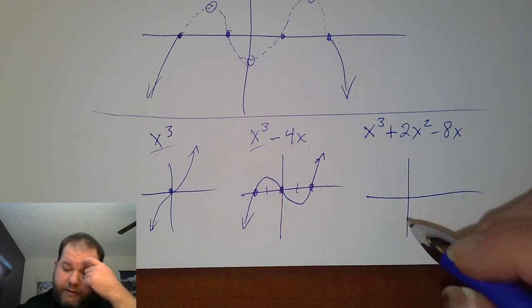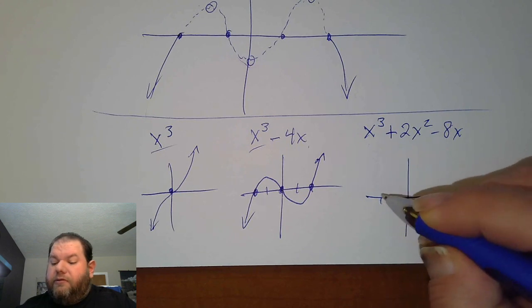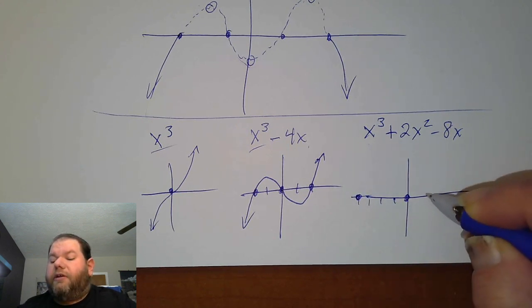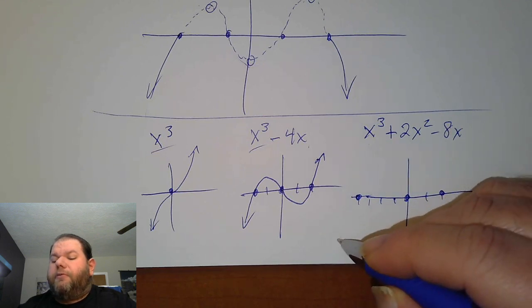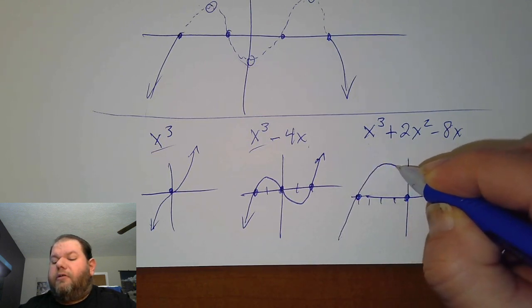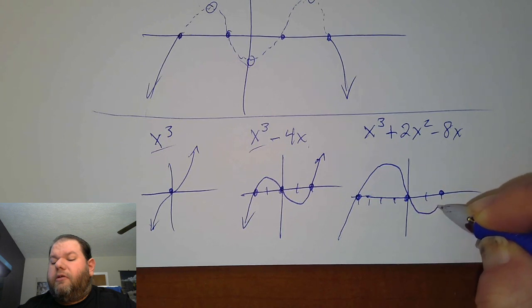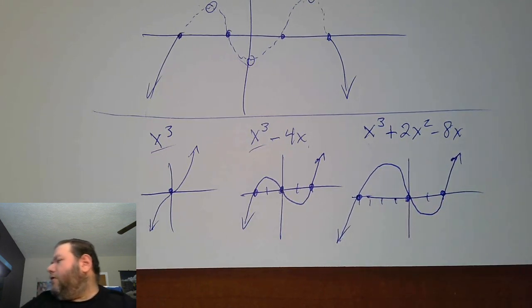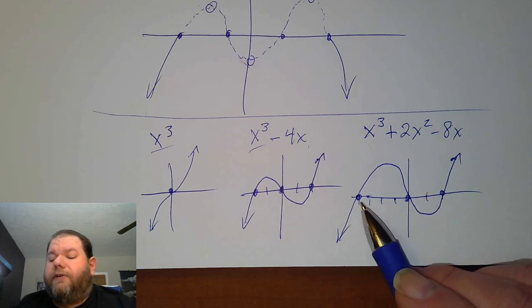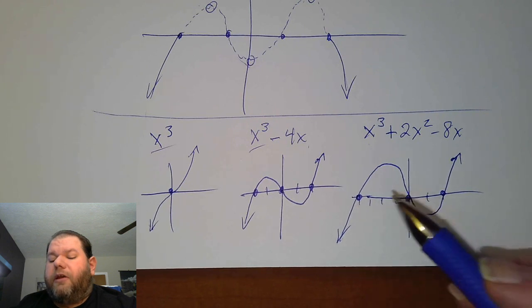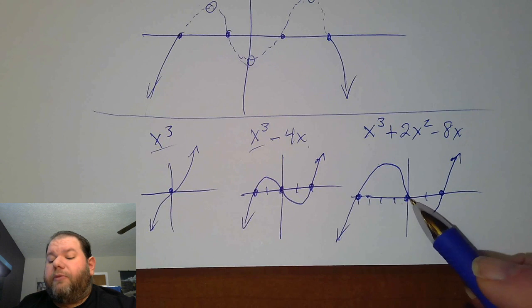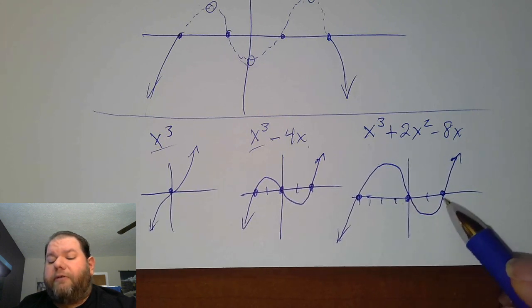Let's see, that would be at -4, 0, and 2, but otherwise the shape of the graph is basically the same. Now what we do notice in this case is that because these intercepts are further away, we have a larger curve in between them than when the intercepts are closer together, like right here.